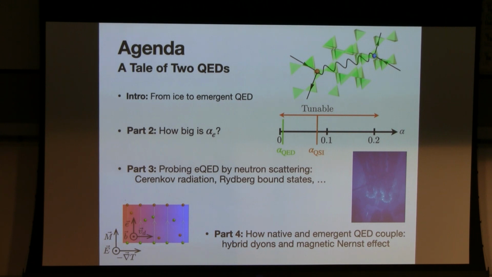Now, in the last couple minutes, let me tell you about something which is sort of our most recent attempt to come up with ways to measure something different. There's issues I haven't talked about with how neutrons work in probing these kinds of things. So can we come up with other ways to look for emergent QED type effects?